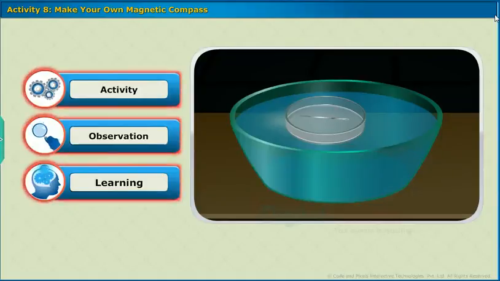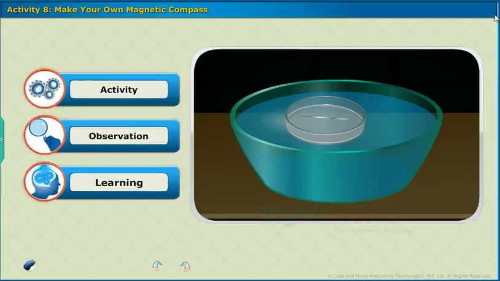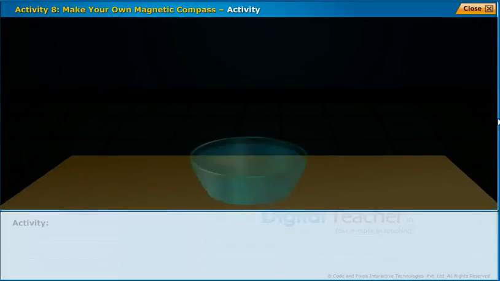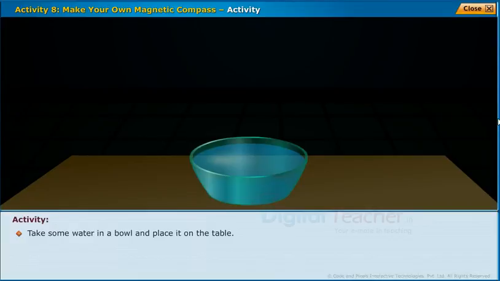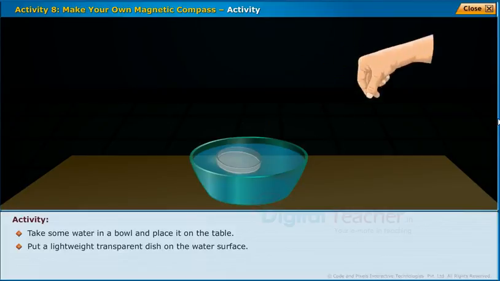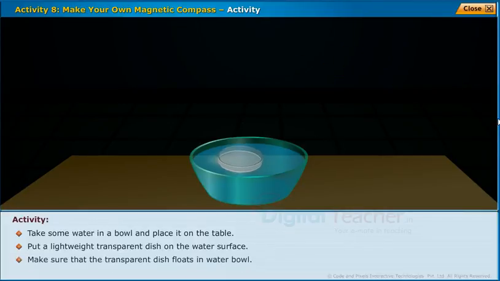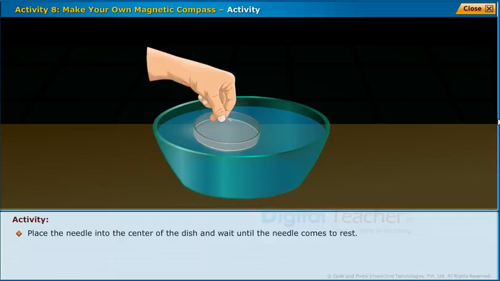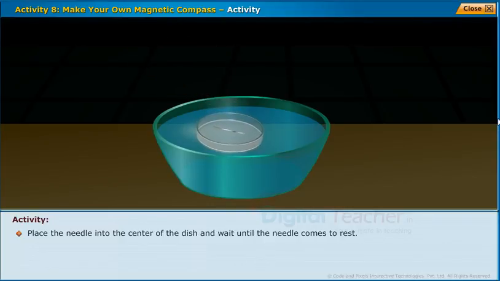Let us do an activity to learn the simplest method of making a magnetic compass. Click each tab to know more. Take some water in a bowl and place it on the table. Put a lightweight transparent dish on the water surface. Make sure that the transparent dish floats in the water bowl. Now, take a magnetized needle. Place the needle into the center of the dish and wait until the needle comes to rest.